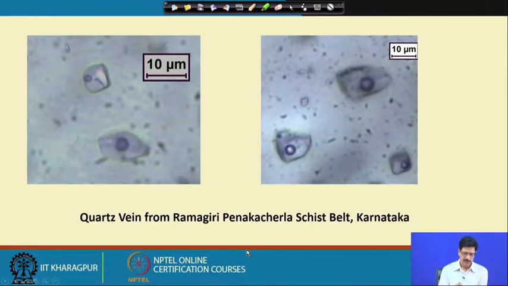Here is an example of a fluid inclusion, an aqueous inclusion, within which you could see a very clear prismatic crystal, and here again it is an aqueous carbonic inclusion. So we can see the various kinds of shapes that these inclusions represent. When we take the two dimensions, they could be circular, they could be elliptical, and sometimes they are just very irregular in their shape.